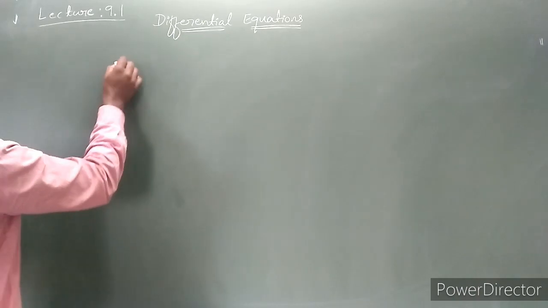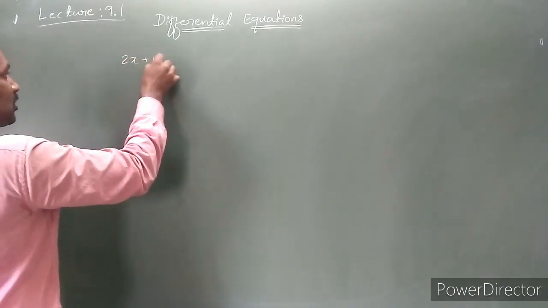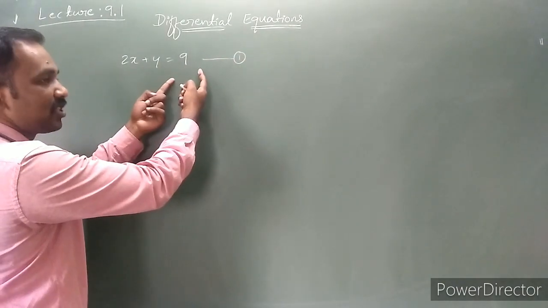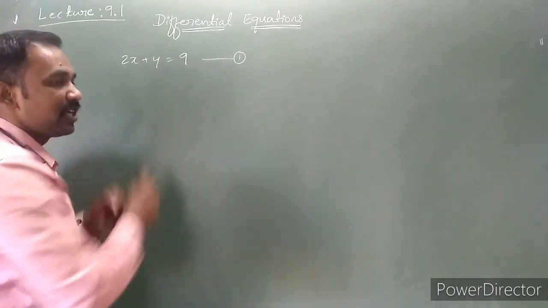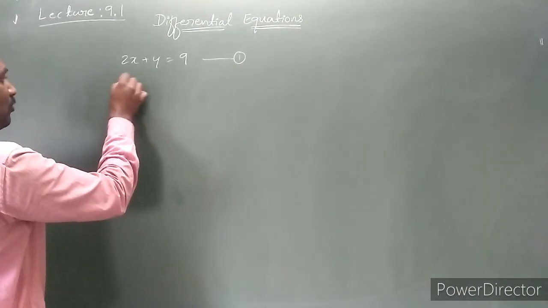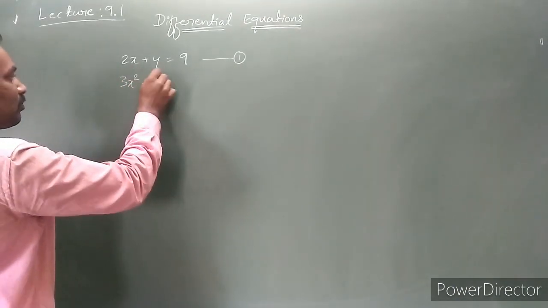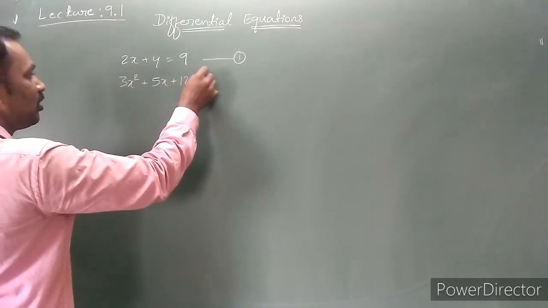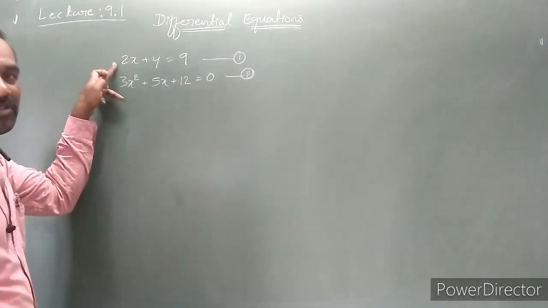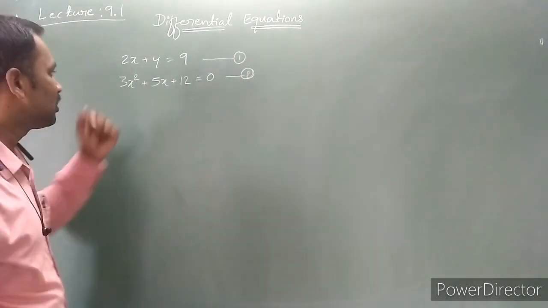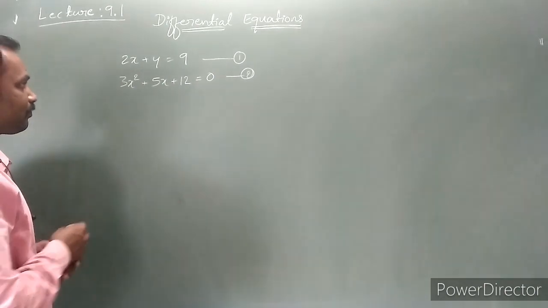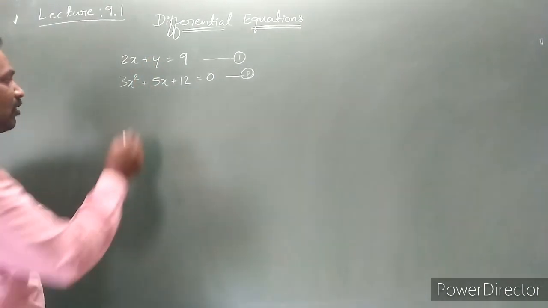First of all, previously you have taken 2x plus y is equal to 9. I just call this equation number 1. This is one expression and this is a number. An expression and a number, or two expressions, being equal is said to be an equation. Similarly, you have taken 3x square plus 5x plus 12 is equal to 0. This is also an equation. The first is a linear equation involving two variables. This is a quadratic equation, or you can say a polynomial equation of second order.